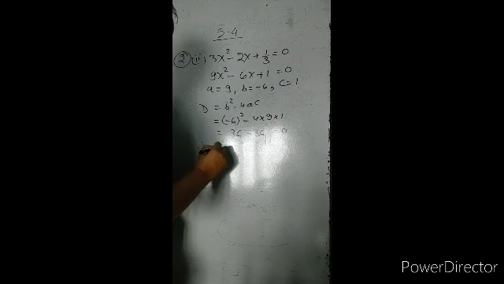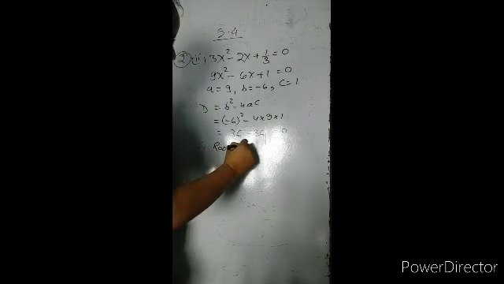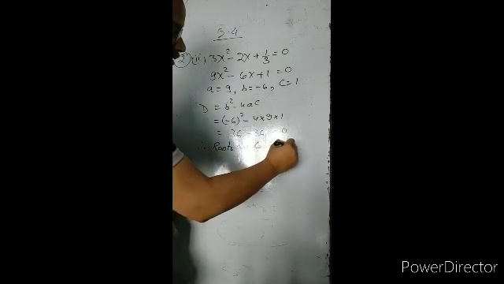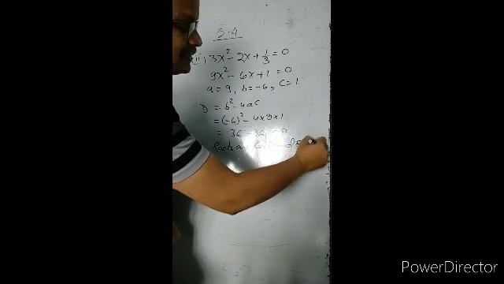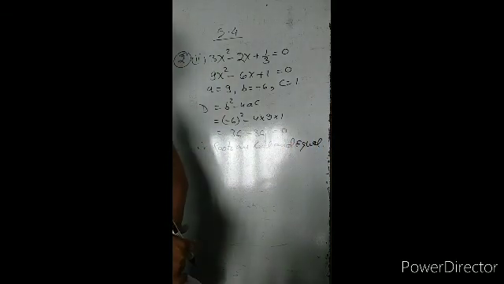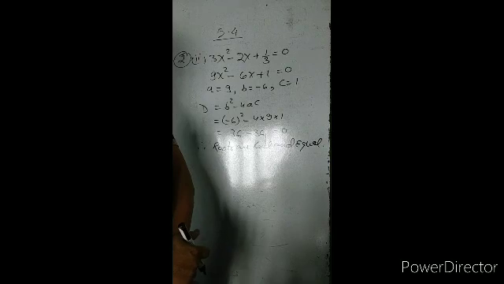Therefore, we can say that roots are real and equal. Second case, you will get two real equal roots when the discriminant is equal to 0.